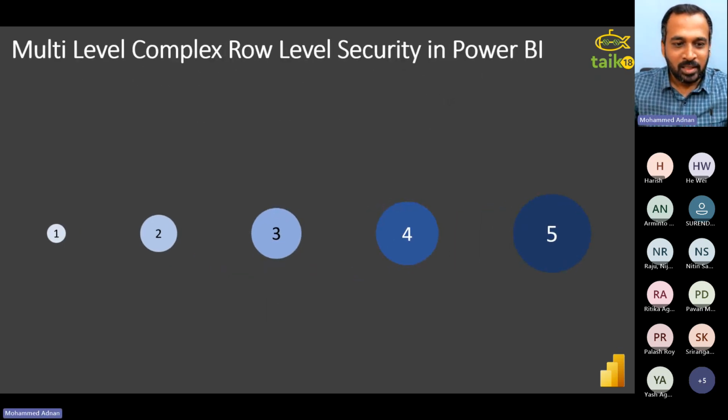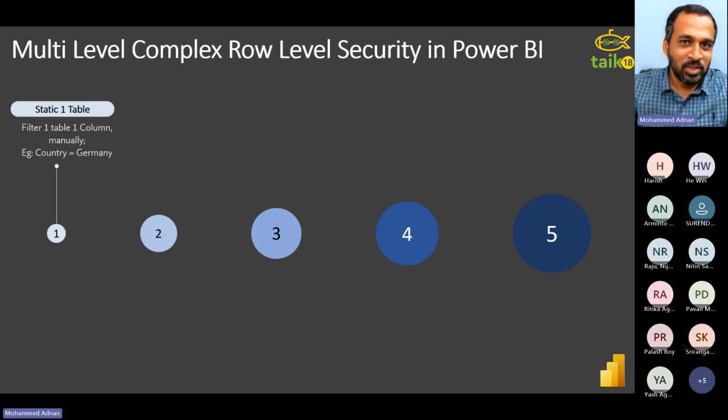First of all, as you're aware, the first thing happening here is static row level security, which we usually follow. We filter one table and one column manually, for example, country equal to Germany, and then it's going to filter the data accordingly. So that's how the static one filter works.